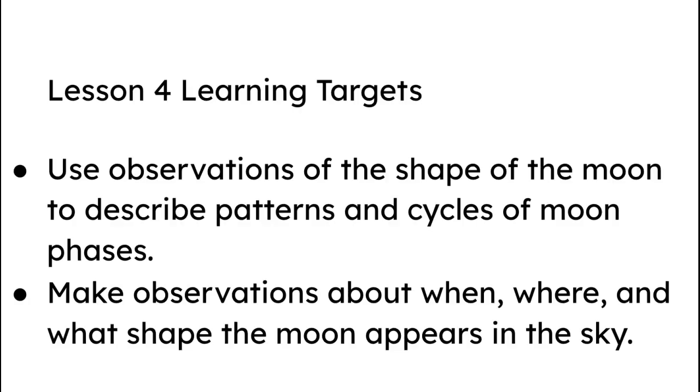By the end of this lesson, students will have used observations of the shape of the moon to describe patterns and cycles of moon phases, and made observations about when, where, and what shape the moon appears in the sky. In Lesson 5, students will explore how we see the moon and why we sometimes see the moon in the daytime sky.